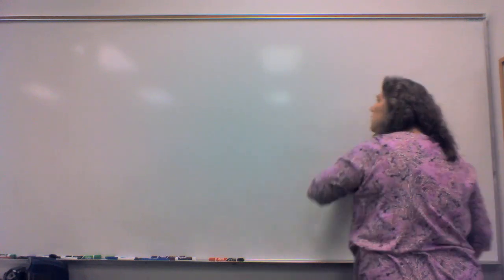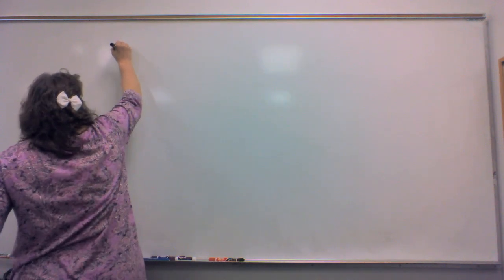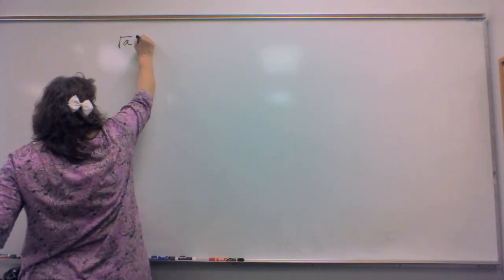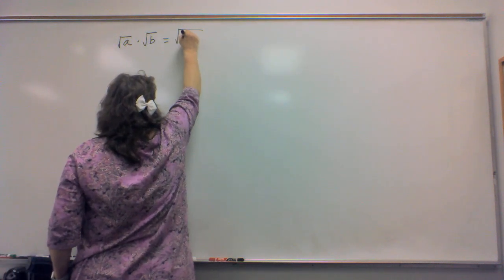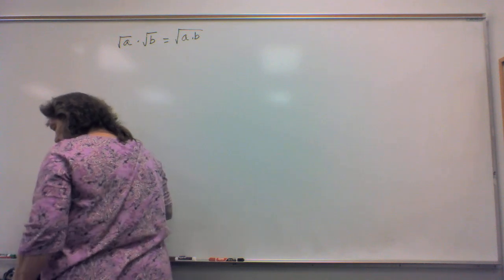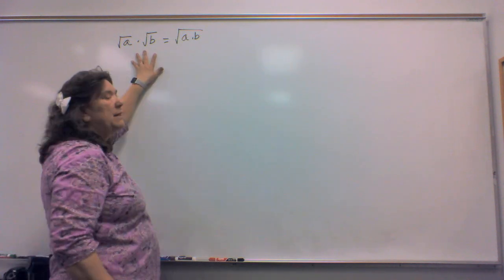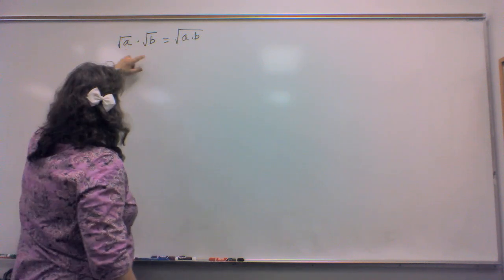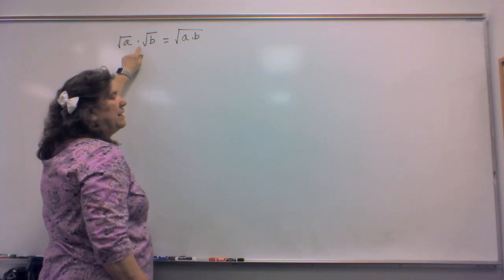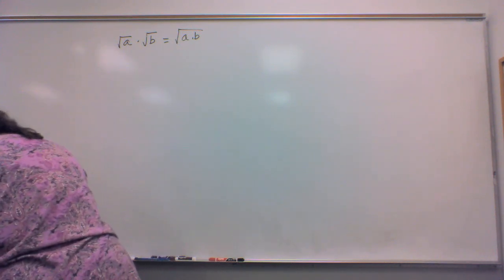Okay, now we're going to look at multiplication of these radicals. If I have the square root of a times the square root of b, this is equal to the square root of a times b. So when we multiply these, what is inside the house multiplies together, and if we have numbers outside, the numbers outside multiply together. So let's look at this.